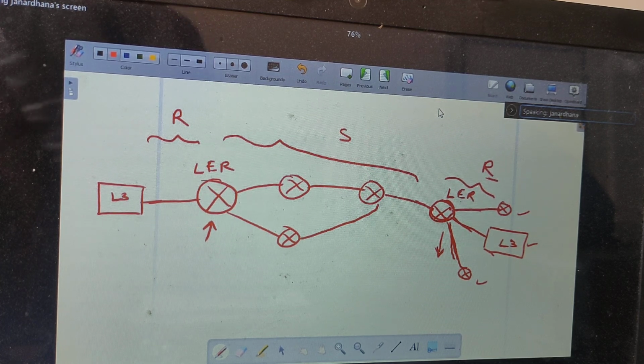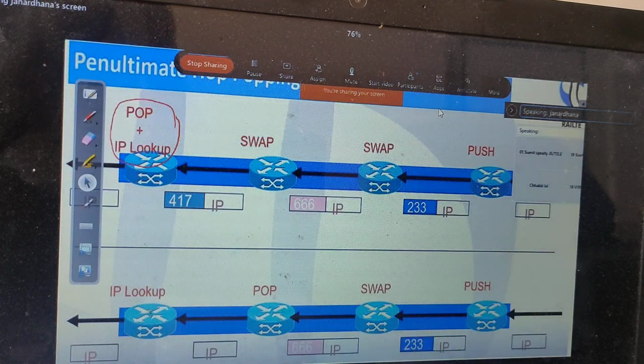So instead of that one, the removing of the label has been given to this router. This router will do the removing of the label, and this will do only the routing. So the operations have been diverted. This router will be called a penultimate hop operator. Why? Because this router is the processor, it has to do so many operations. So for that we are doing this.